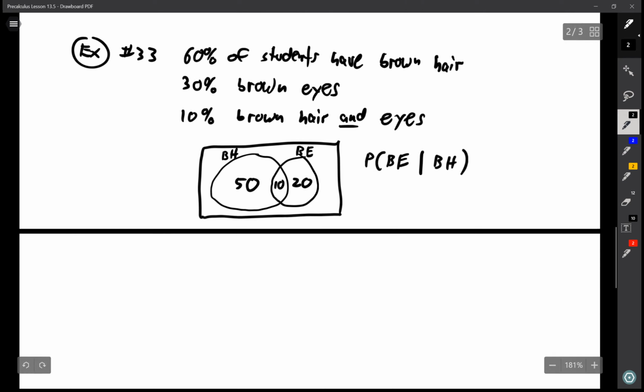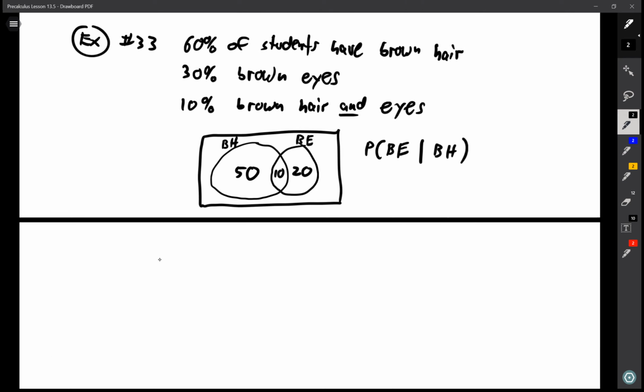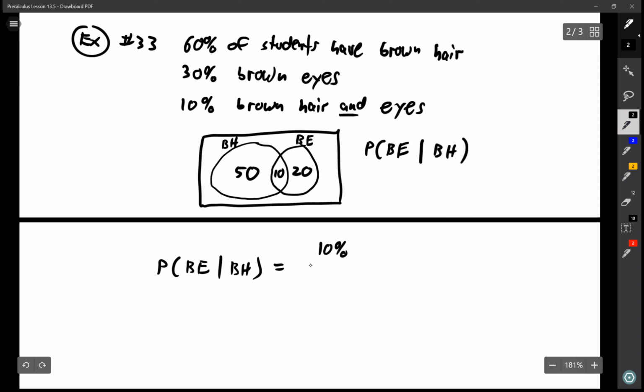So the two ways that you could do this is the calculation way. You could say P of brown eyes given brown hair equals. So on top, we'll go what percentage has brown eyes and brown hair. Well, that's 10%. And then the denominator would be the percent that is a condition, brown hair. Brown hair was a total of 60%. And that becomes 1/6.